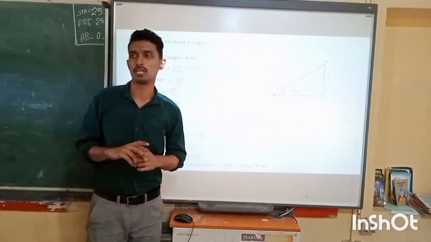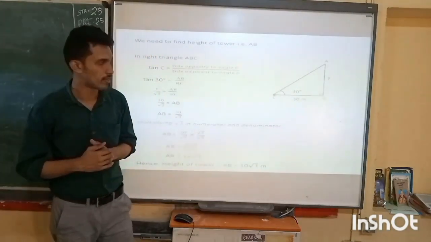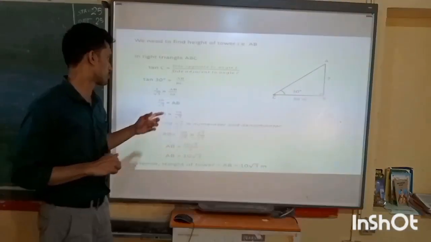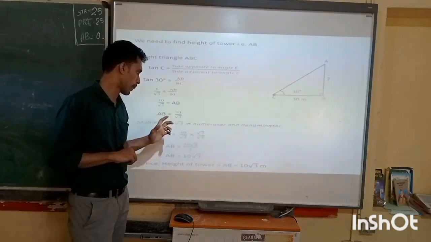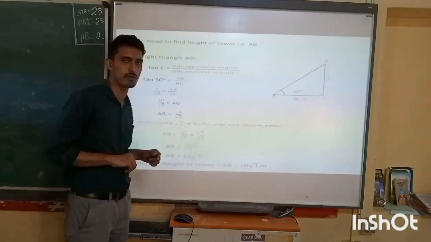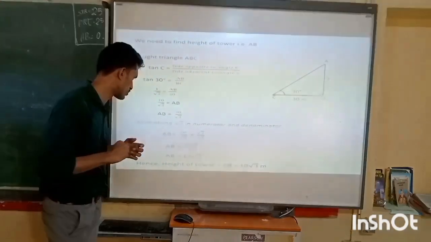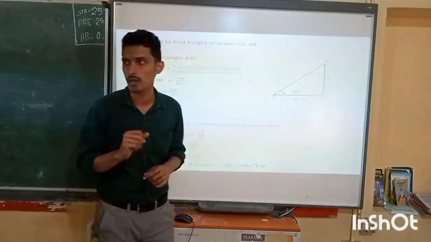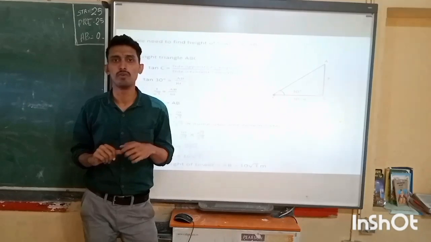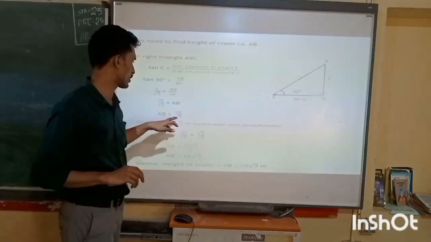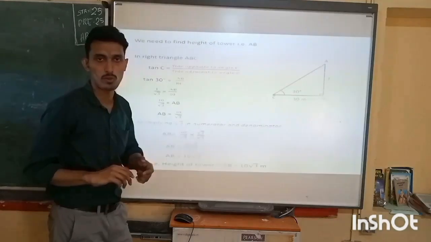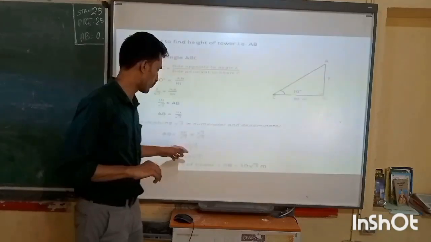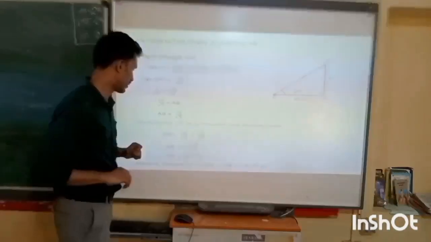How has it become 30? That is BC, because it is given in the question: the distance from the observer to the foot of the tower is 30 meters. So 30 by root 3 equal to AB. That is what we can find after cross multiplying. And after finding 30 by root 3, if there is any irrational number in the denominator, we have to rationalize it. So this root 3 can be rationalized: 30 by root 3 into root 3 by root 3, and the answer is 30 root 3 by 3. So finally we will be getting 10 root 3. That will be the answer.